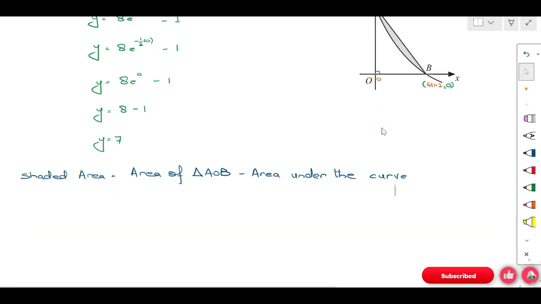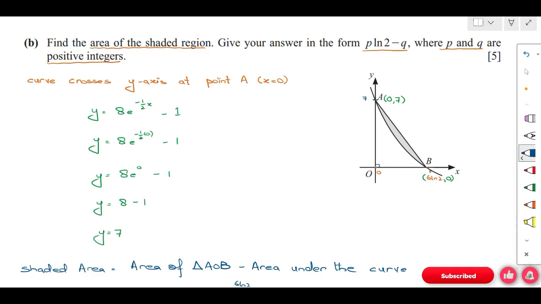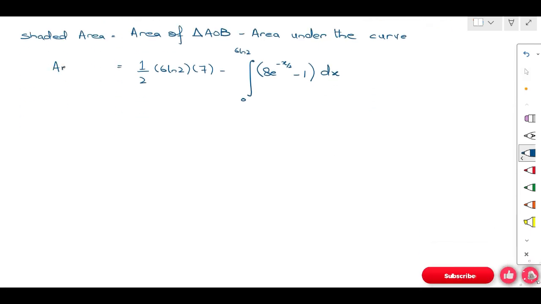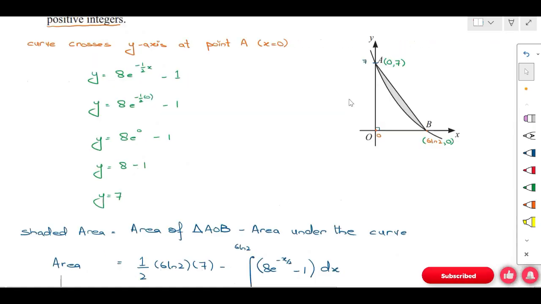Area of a triangle is half base times height. Half, the base of the triangle is 6 natural log of 2, the height is 7, minus the area under the curve, which is the integration of the curve from 0 to 6 natural log of 2. We take the x values only from 0 to 6 natural log of 2, and the curve is 8 e to the power minus x by 2 minus 1 with respect to dx. That would be your shaded area. Do we get the exact form where p and q are positive integers?